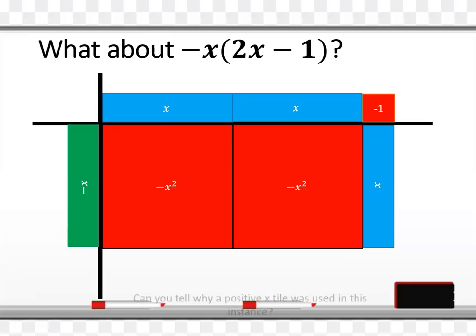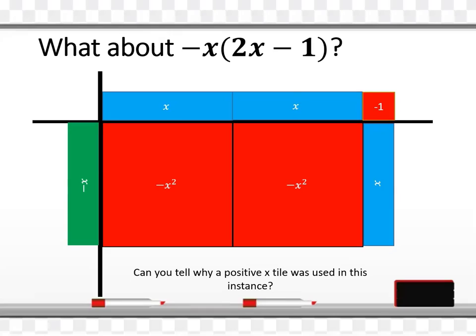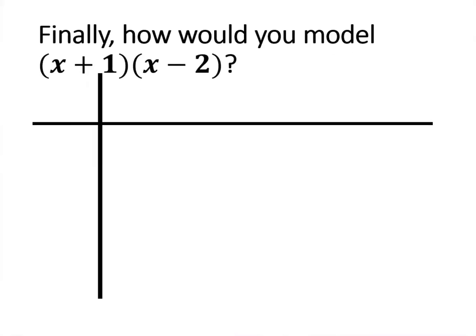Also, -x times -1 gives us a positive x. Now, finally, we'll attempt to model x plus 1 times x minus 2. Now, what do you notice here?